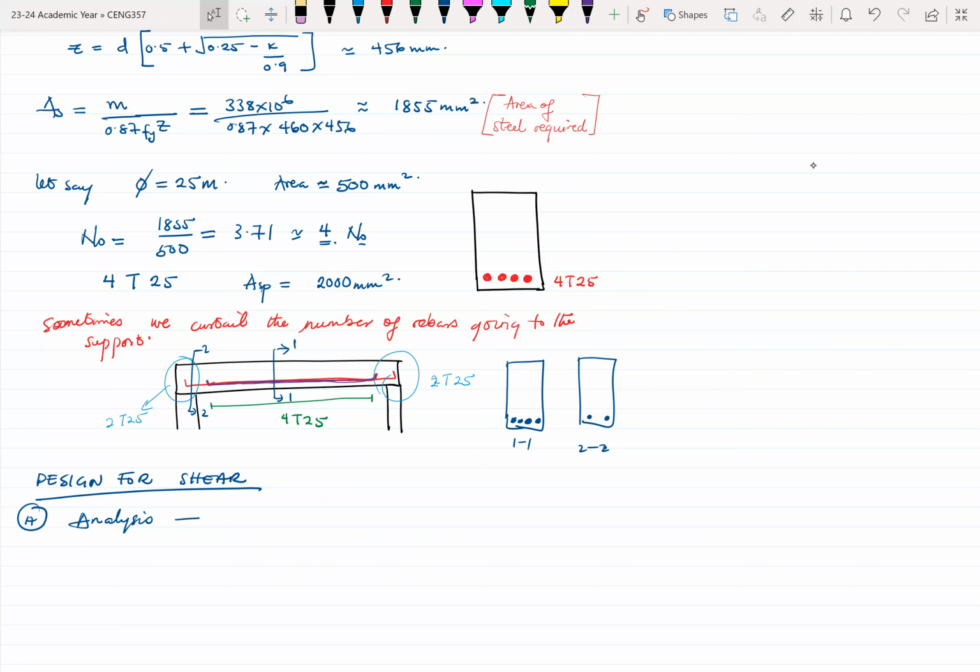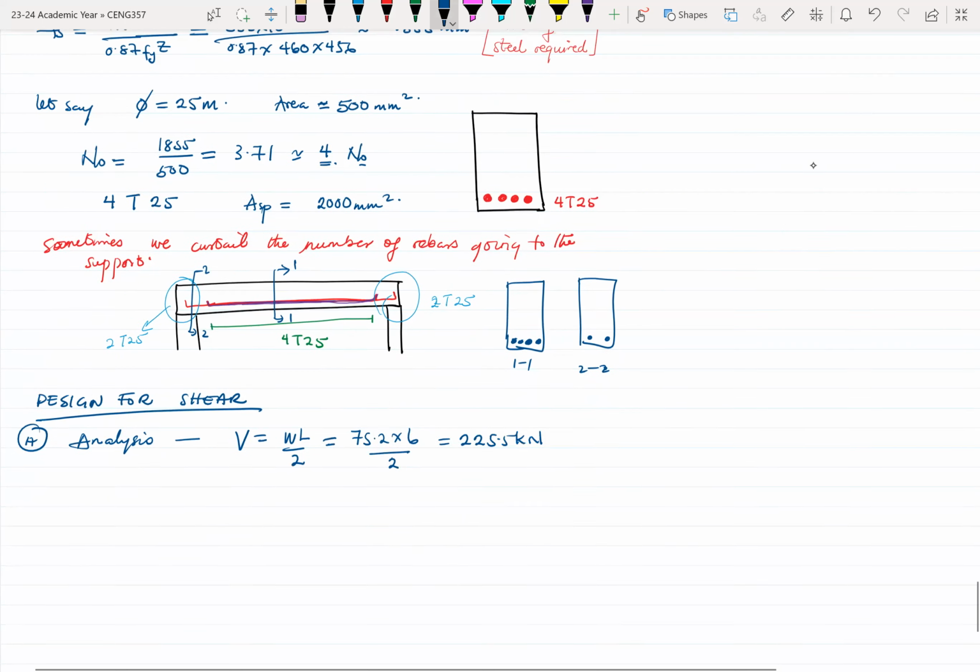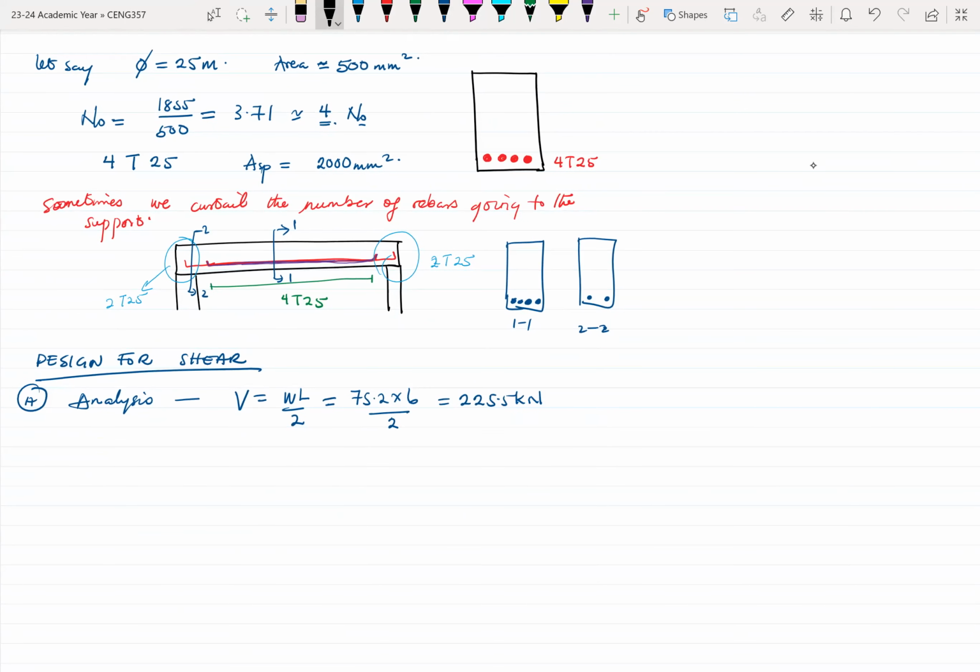So the maximum shear force V, wrong pen, V will be equal to WL over 2. So that'll be 75.2 times 6 over 2. All right. And that would give us, do I have that information anywhere? That'll give us, I think, 225.5 kilonewtons. Okay, so let us draw the shear force diagram.